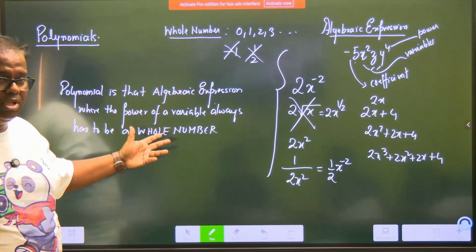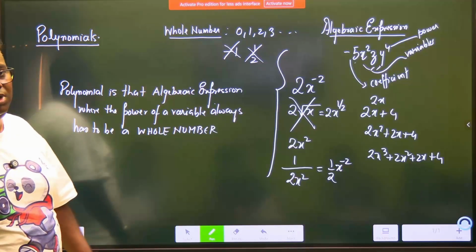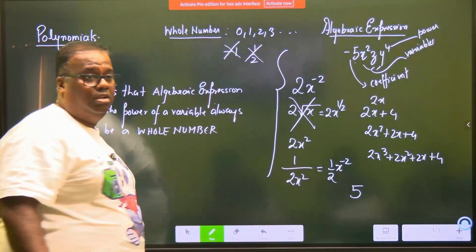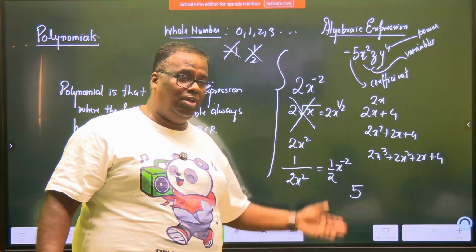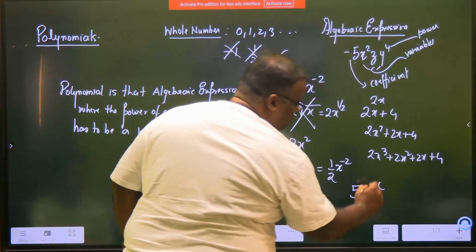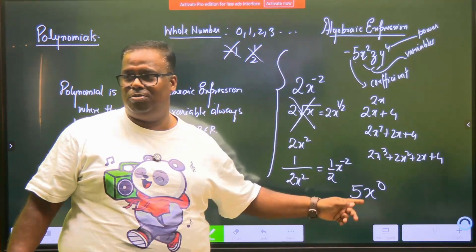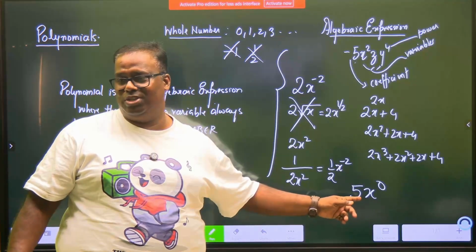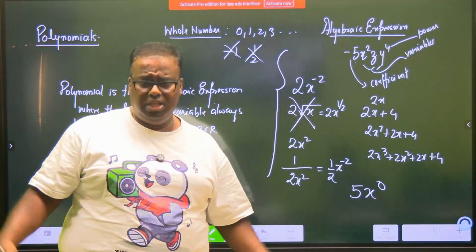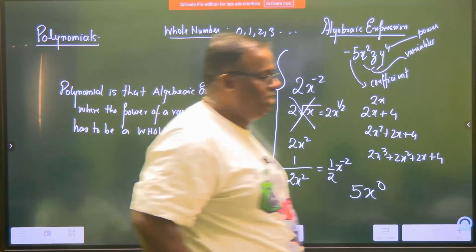Polynomials are those algebraic expressions where the variable's power has to be a whole number. Let's see one more number, 5. You will say, 5 कैसे polynomial? 5 को तो variable ही नहीं है, आपको दिखाई नहीं दे रहा है. x to the power 0. This is a polynomial. 5 has a variable which you are not able to see. It has an x to the power 0. x to the power 0 is 1. And is 0 a whole number? Yes, 0 is a whole number.